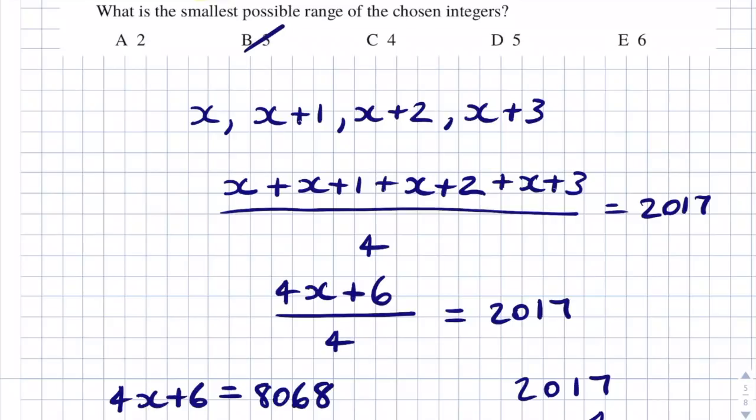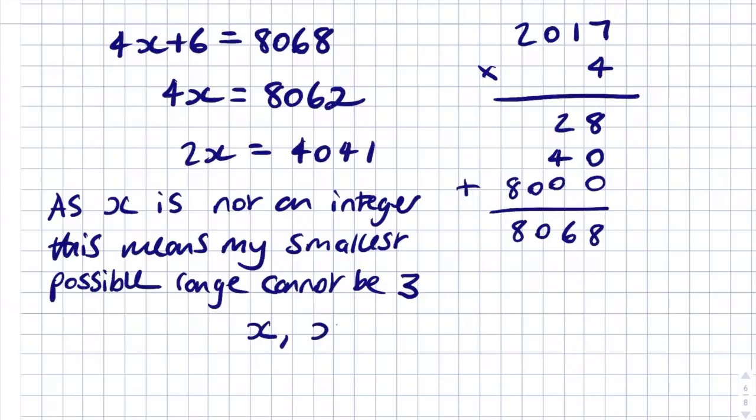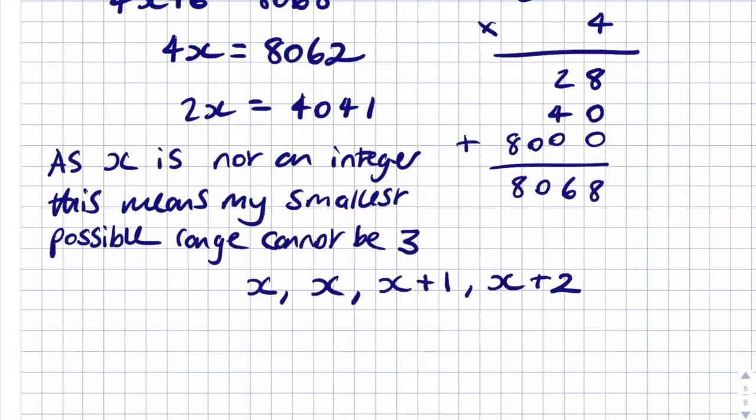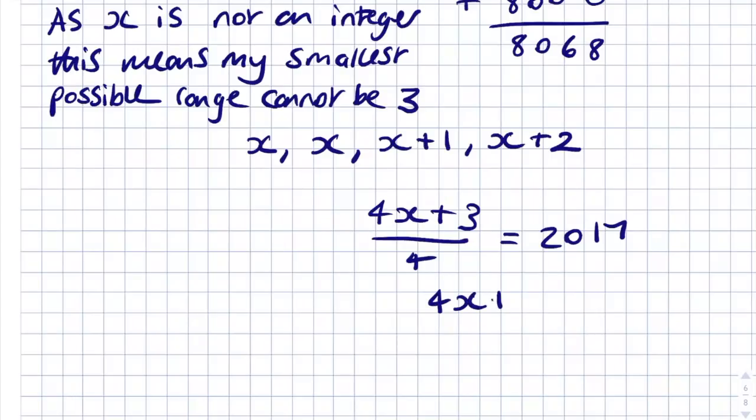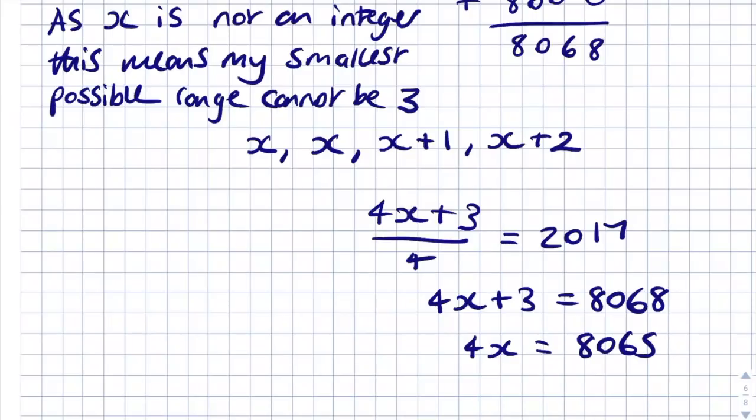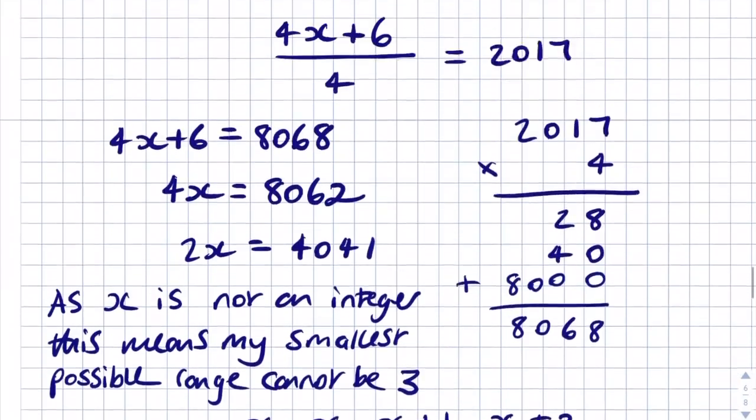What about 2? Well, if I had 2, that would mean I would have 2 numbers that are the same, another number which is 1 larger than the previous number, and another number, say x plus 2. Let's work out the mean of this. This would be x plus x plus x plus x, which is 4x, plus 1 plus 2, which is plus 3, divided by 4 equals 2017. Multiply both sides by 4. I know what that is, that's 8,068. So 4x plus 3 equals 8,068. Subtract 3 from both sides and I get 4x equals 8,065. Well, I know 8,065 is not divisible by 4 because it ends in a 5. So it can't be 2. My smallest possible range cannot be 2.